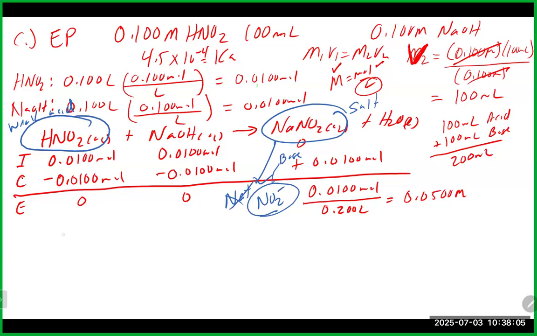So we would expect our NO2 minus to react with water. And it's going to react as a base and accept the H plus. Obviously, logic tells us it doesn't have one to give, so it's got to accept in this case. So that's going to give us nitrous acid.